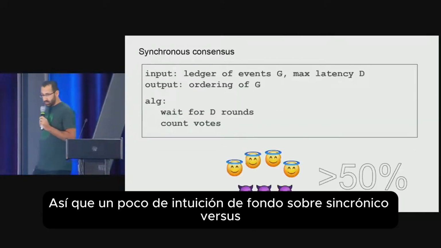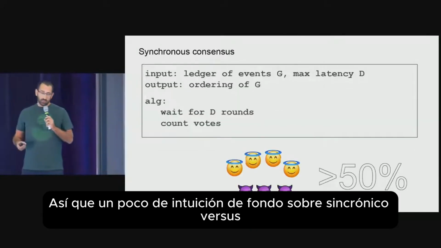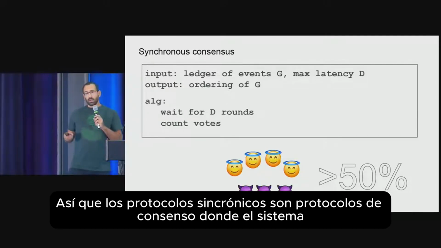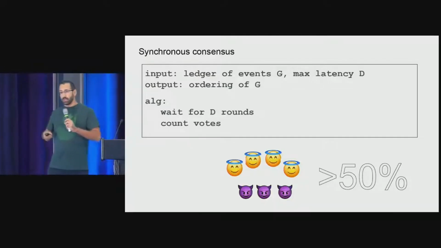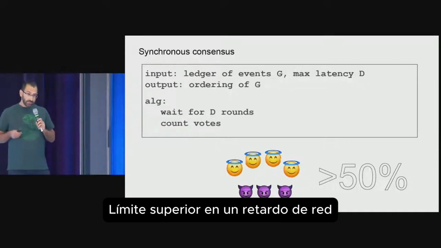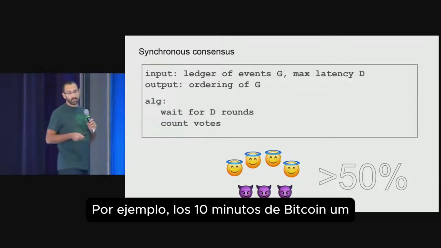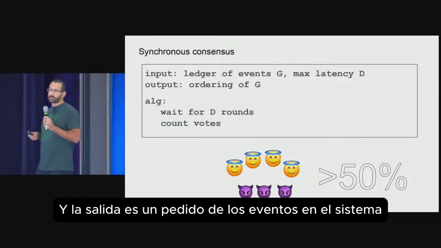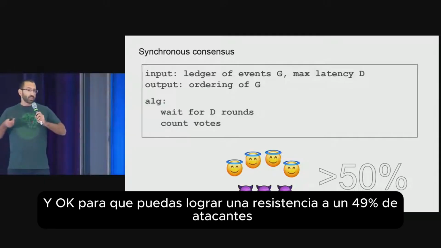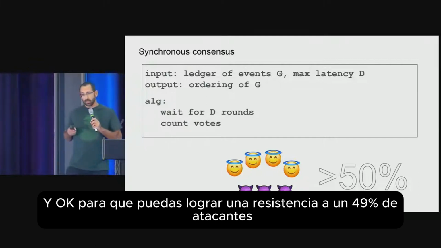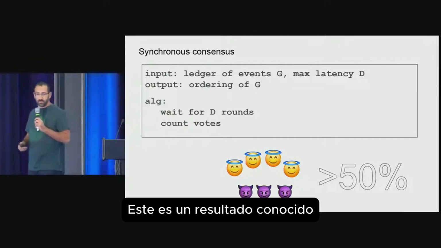So a bit of background, intuition about synchronous versus partially synchronous protocols. Synchronous protocols are consensus protocols where the consensus assumes a global upper bound on a network delay. For instance, Bitcoin's 10 minutes. And the output is an ordering of the events in the system. You can achieve resiliency to 49% attackers. This is a known result.